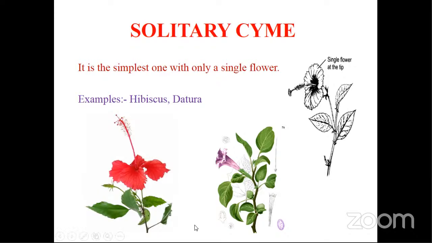Because there is proof for the presence of peduncle and pedicel in hibiscus. When we see it live, we can see very clearly the peduncle part and the pedicel part of the hibiscus. So hibiscus is a simple, single-flowered solitary cymose inflorescence. Examples for solitary cyme are hibiscus and datura. You can see this is axillary and this is terminal in position. Solitary cyme is an inflorescence with only a single flower.